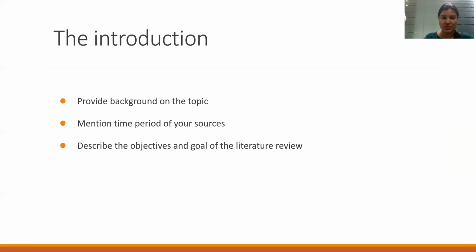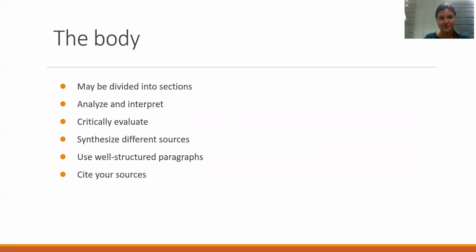Now the introduction. The introduction should provide a background on the topic, that what are you trying to address in your literature review. Mention the time period of your sources, that you've reviewed articles from this year to this year. That should be mentioned in your introduction. And it should describe the objectives and goals of the literature review, that what are you trying to achieve from the literature review.